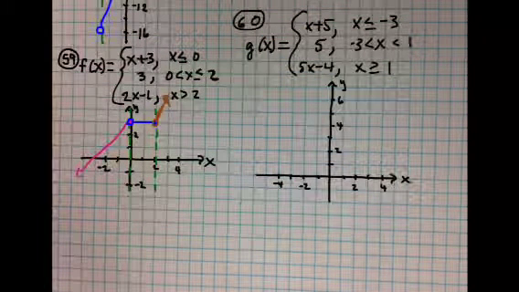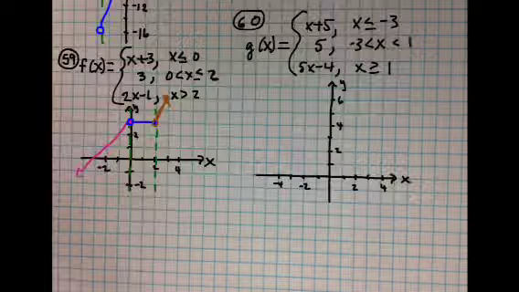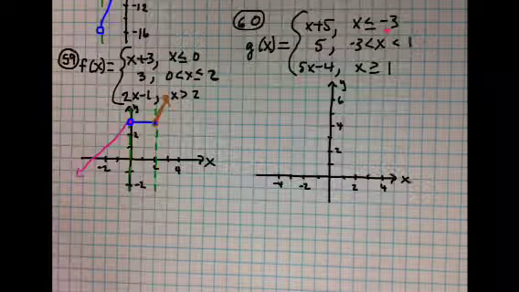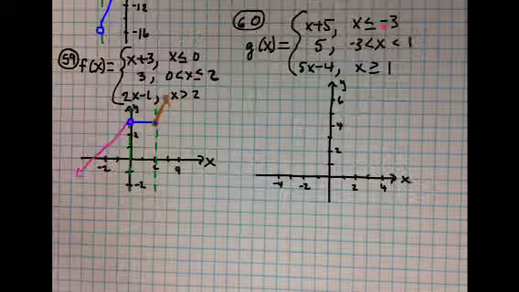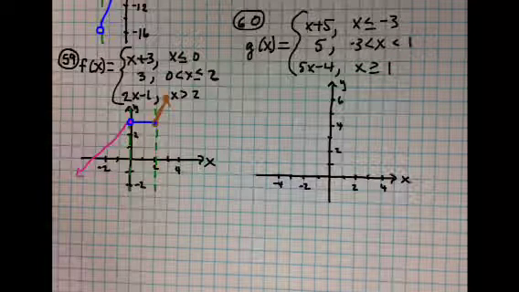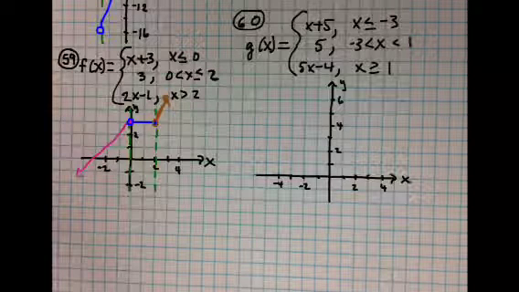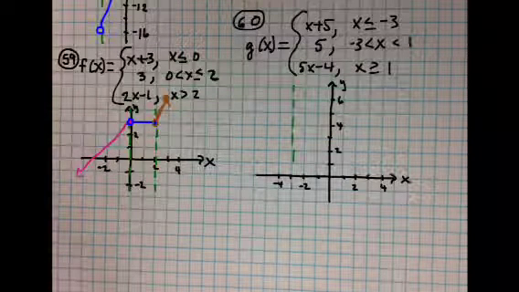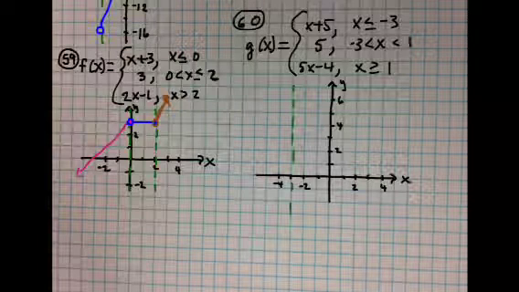Alright, so number 60 is another graph that's divided into 3 sections. The boundary lines are going to be at x equals -3, because again, that's where there's a break, and then x equals 1. There's the other break. So at x equals -3, I'm going to draw a dashed line. And then at x equals 1.